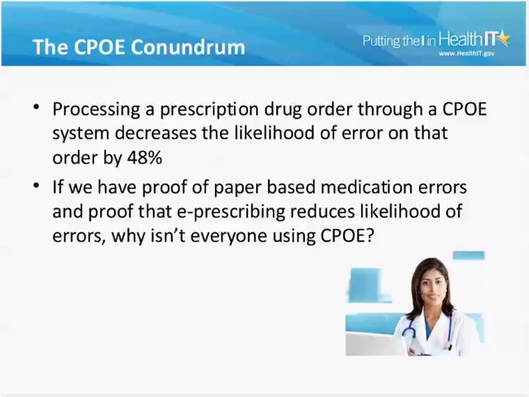The CPOE Conundrum. Processing a prescription drug order through a CPOE system reduces the likelihood of error by 48%. So we have proof that paper-based medication prescription causes errors and that e-prescribing reduces errors. Why isn't everyone using CPOE?